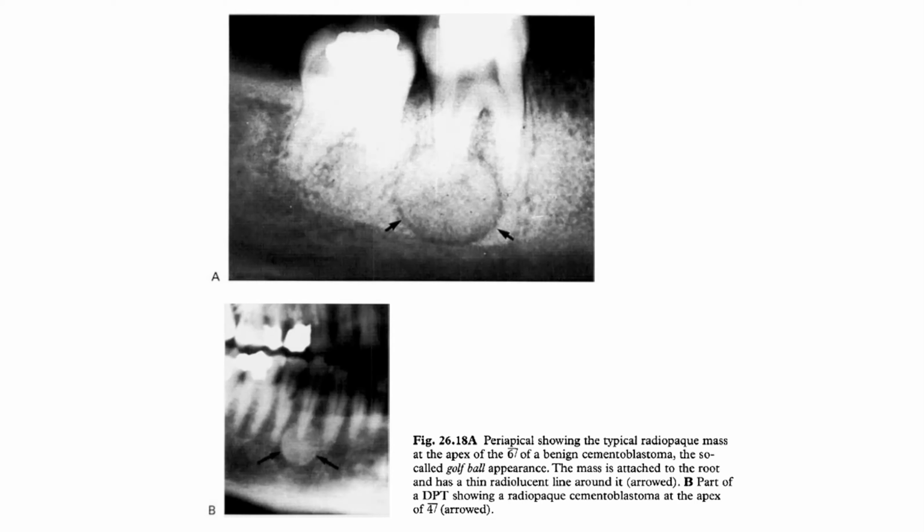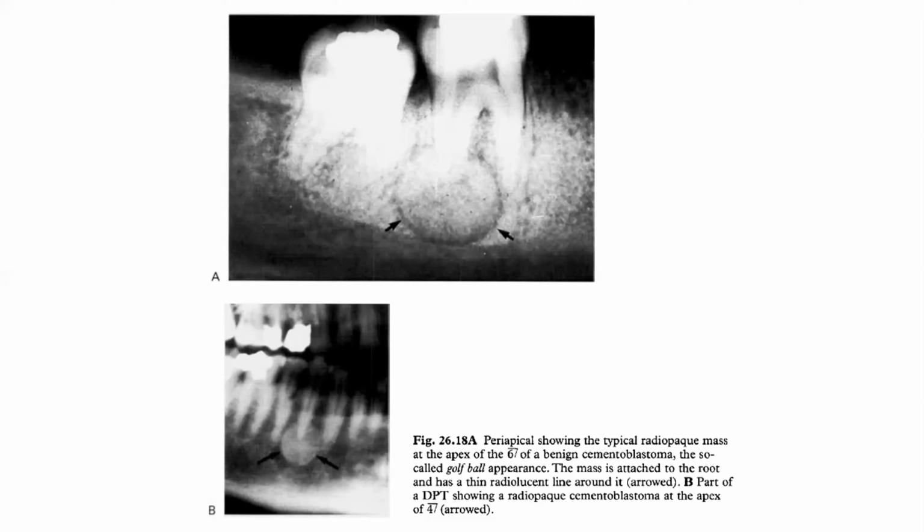Size is variable, but it can grow up to 2 to 3 centimeters in diameter. It's round or irregular in shape, sometimes described as resembling a golf ball, and it is always attached to a tooth root. Well defined, it is radiopaque, but often surrounded by a thin radiolucent line, which increases that definition, and often surrounded by a diffuse area of sclerotic bone around that.